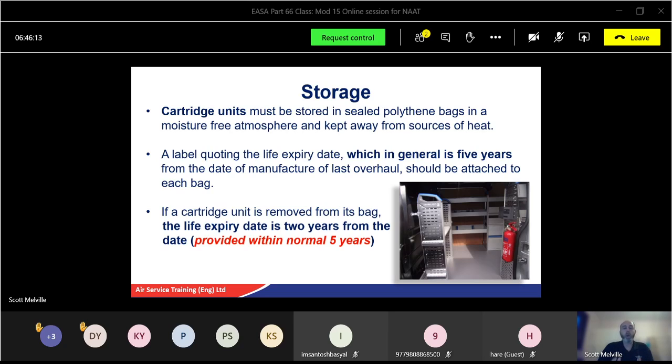Now, if it's got a life of 5 years and it's come to the 4th year, then when it gets taken out of the bag, it won't have 2 years life. It will only have 1 year's life left. So, for example, if it's been on the shelf for 3 years, comes out of the bag, well, it will only have 2 years left. Yeah, so it has to be within that 5-year period. Okay. Anything else? Yeah, should not be shelved in direct sunlight. Again, stored appropriately in a safe manner.